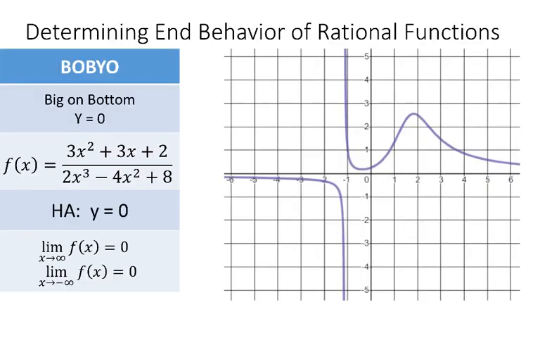All right, the end behavior of this rational function. Bob-Yo means bigger on bottom, and then the yo is a clever way of thinking. It means y equals 0. So it's not really a yo, it's an o. In this scenario, this one is bigger on bottom because the degree of this polynomial in this function is higher than the degree of this one. 3 is more than 2. So it's bigger on bottom.